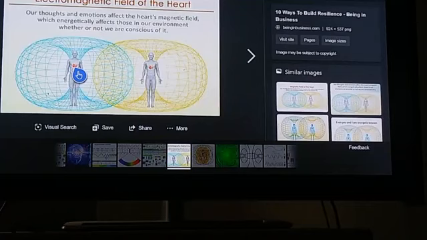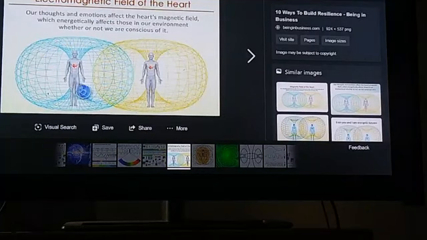And the people in the past, they knew these things. Whatever culture and language and religion they came from, they knew it. They just said it in a different language, a different culture, a different context and perception, but it's all the same stuff, right? Our thoughts and emotions affect the heart's magnetic field, which energetically affects those in our environment, whether or not we are conscious of it. Electromagnetic beings, right?